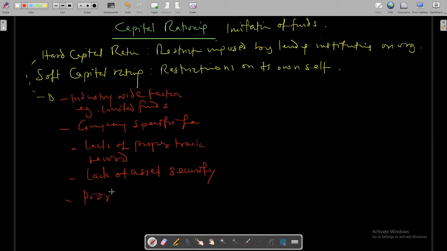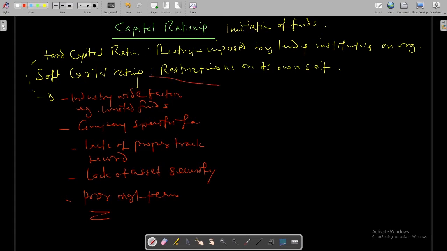Poor management team. So when the management is not competent enough, they will not be given a lot of money, because lenders will be questioning how well management can allocate those resources and pay back that capital with interest.